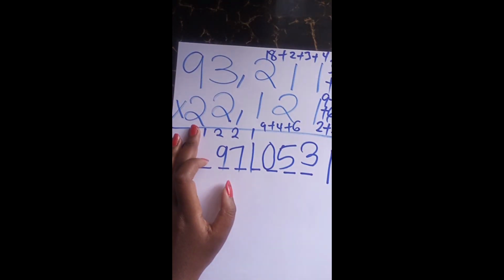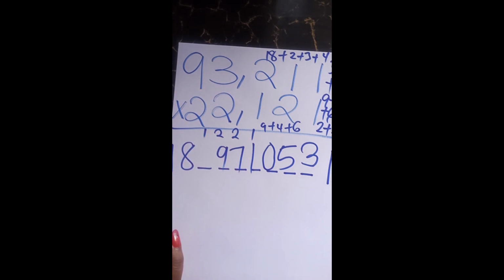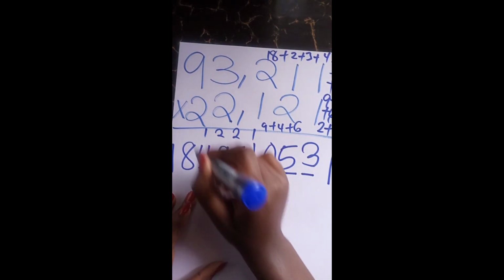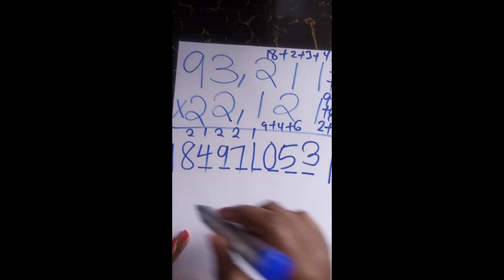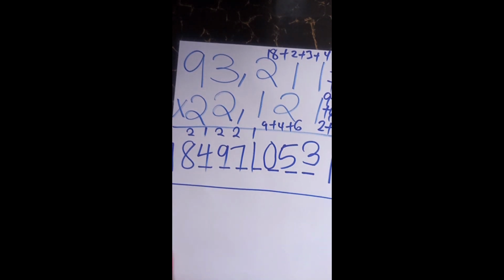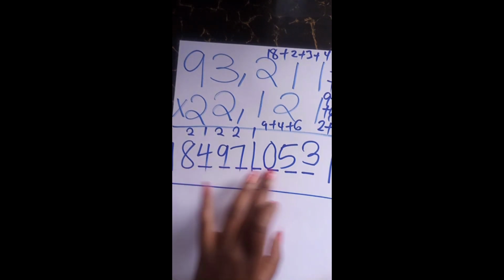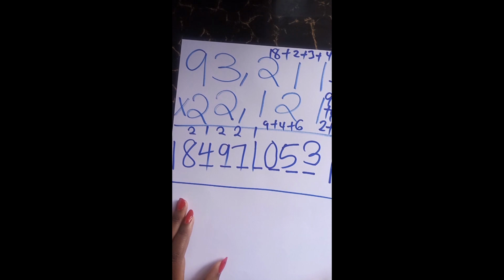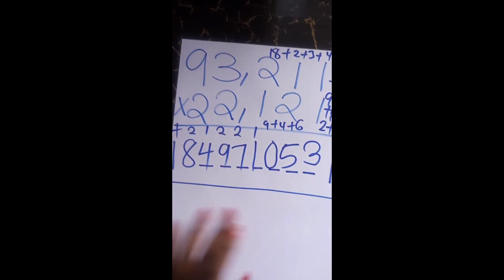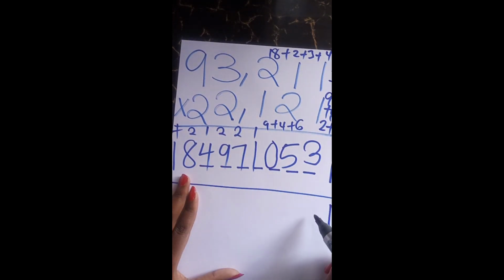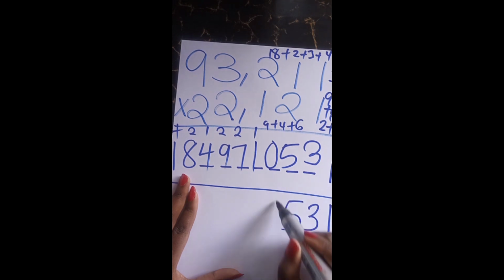3 times 2 is 6. 18 plus 6. What is 18 plus 6? 18 plus 6 is 24. So that means that we'll write a 4 here and carry a 2 here. And now we have basic arithmetic. So we'll add this plus these numbers that we've carried over here. So when we add that, we have 1, 3, 5, 0.